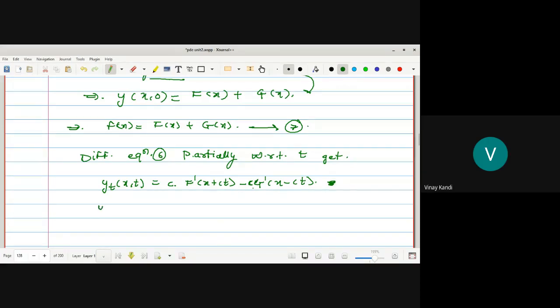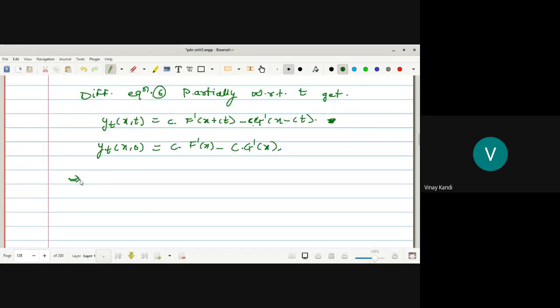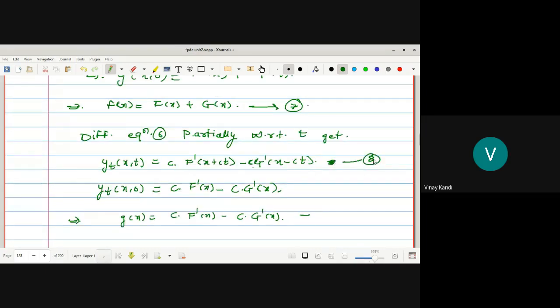Now put t is equal to 0. What we get? Yt of x0 is equal to c into capital F dash of x minus c into capital G dash of x. Okay, but yt of x0 is nothing but what? Small g of x. So this implies small g of x is equal to c into capital F dash of x minus c into capital G dash of x. Okay, so this is our initial velocity. Give it an equation number 8 there. Okay, and this is equation number 9.